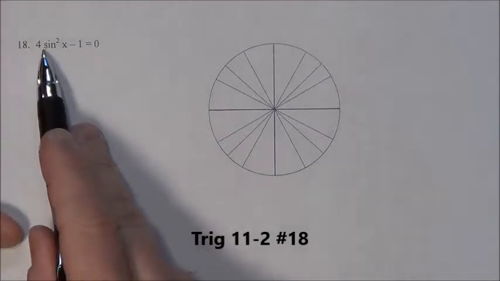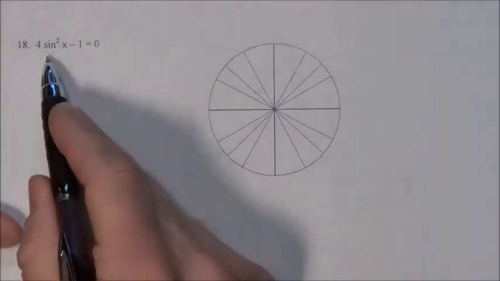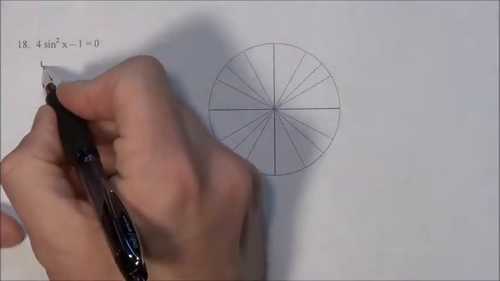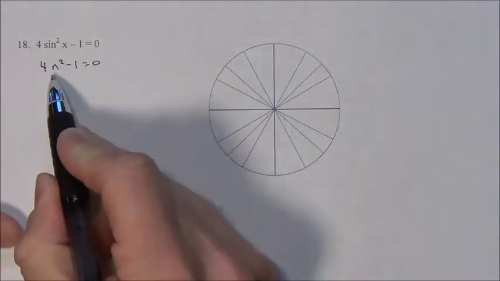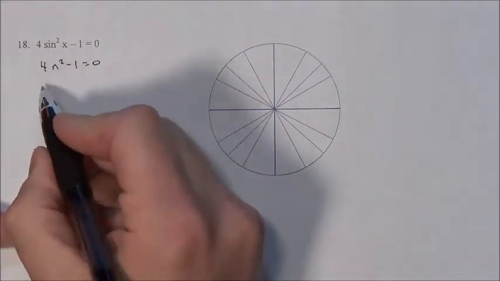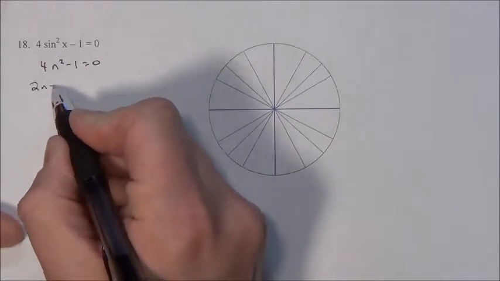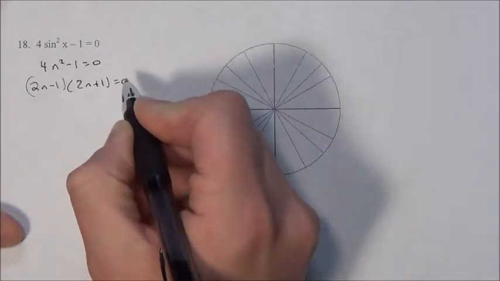Problem 18, it says 4 times the sine squared of x minus 1 is 0. Well, what is this? Imagine you had 4n squared minus 1 equals 0. You'd say, oh, that's easy. That's a 2n minus 1 and a 2n plus 1. Well, it's going to be the same thing. Just like this is a 2n minus 1 times a 2n plus 1 that gives you 0.